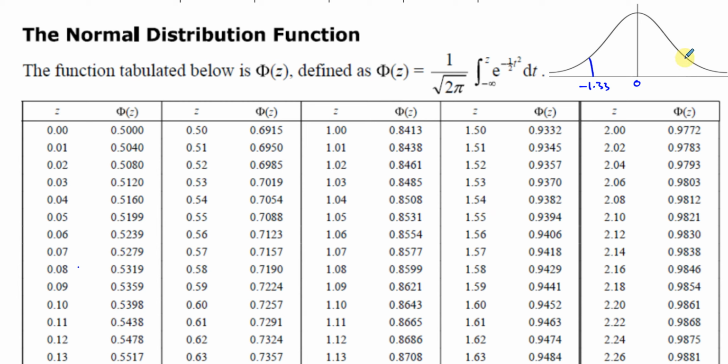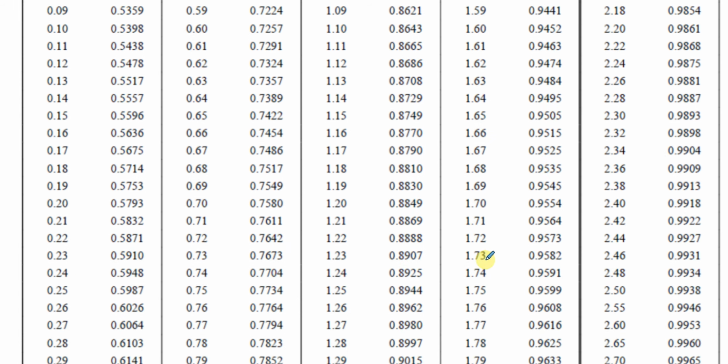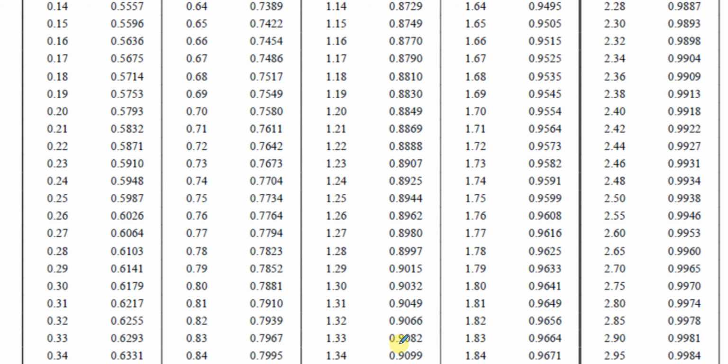So what we've got to do is go to 1.33, which is symmetrical to minus 1.33. It's exactly symmetrical here. So this is 1.33, and I know that the probability of something lying in this region is the same as the probability of something lying in that region. Now I can find 1.33 in my table. It's right over here, 0.9082.